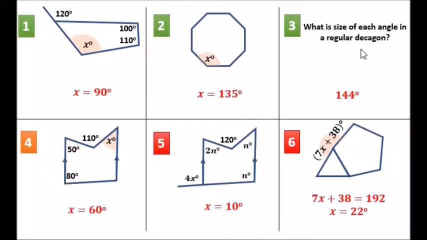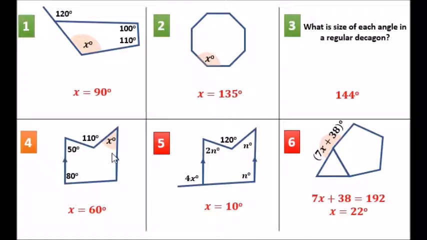For question 3, a regular decagon. A decagon has 10 sides. 180 multiplied by 8 then gives us the total of the interior angles, which is 1440. Divide that by 10, because there are 10 angles, to get us 144 degrees.